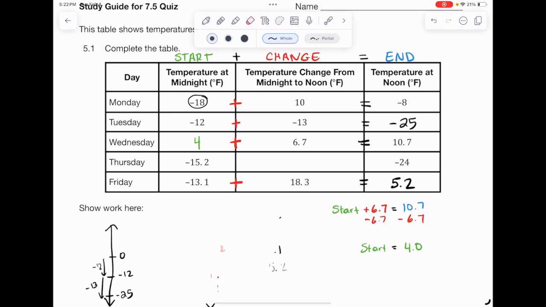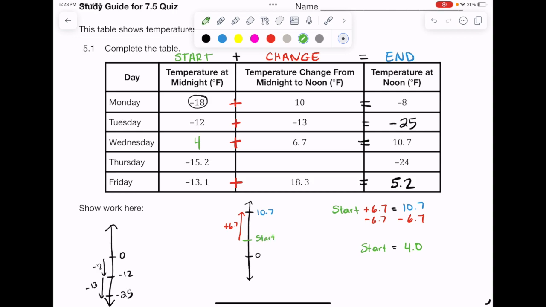I can also draw it for us. We don't know where we start, but we do know that we end at 10.7, and we do know that the change was that we increased by 6.7. So we're trying to figure out what the start is. It's the same idea. If you're trying to figure it out, you can start at the 10.7, subtract 6.7, and that's going to give you the start. It has to be 4.0.